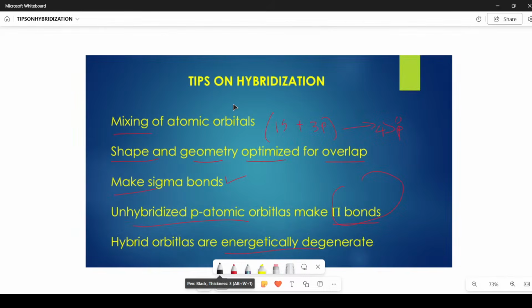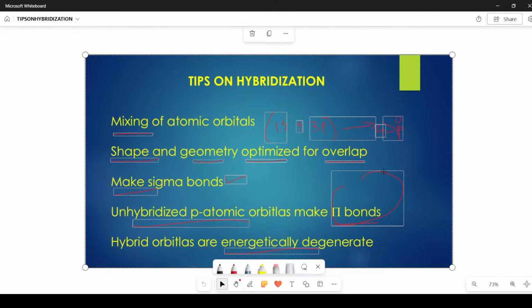So as a summary, hybridization is mixing of atomic orbitals. It determines the shape and geometry and optimizes for overlap. It always makes sigma bonds. The unhybridized p atomic orbitals always make a pi bond. And the hybrid orbitals are all energetically degenerate.